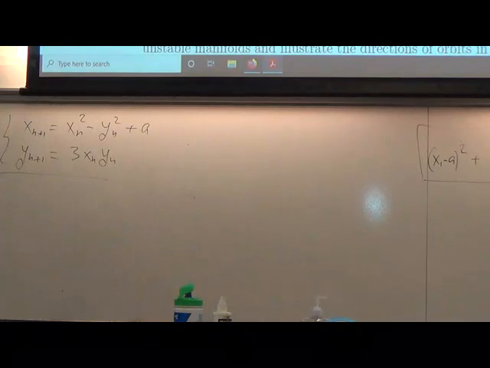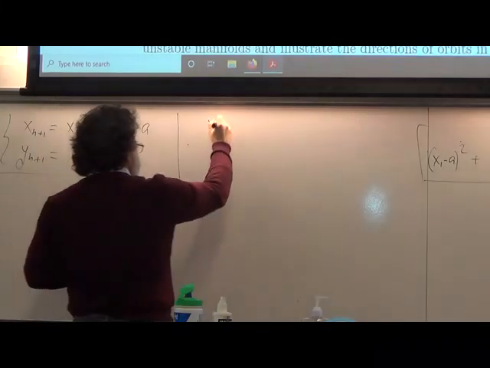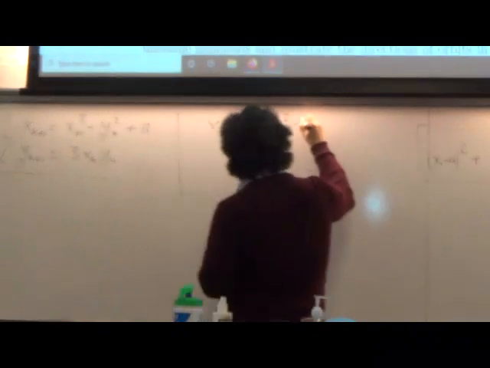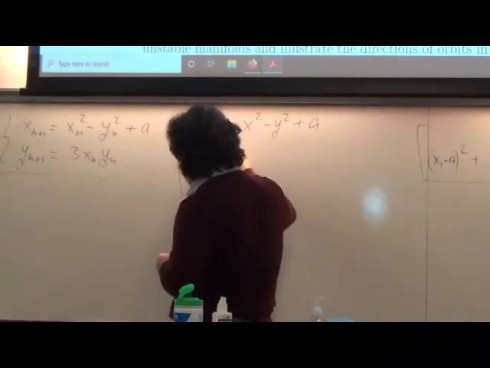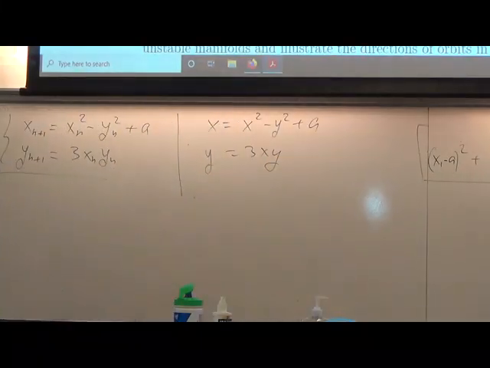Fixed points are roots of an algebraic system. The algebraic system is x equals x squared minus y squared plus a, and y equals 3xy. So all roots of this algebraic system are our fixed points. Yeah?